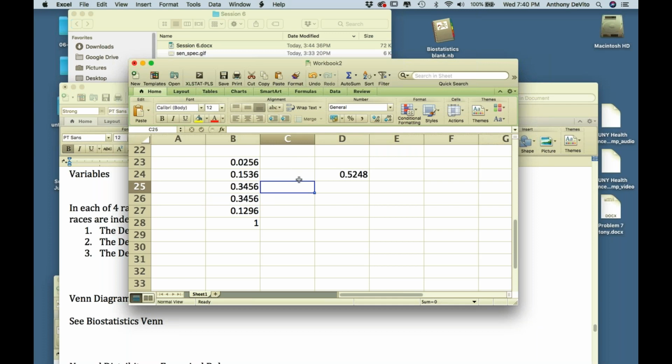Also take a look at this. I just said the probability of winning 2, 1, or 0, 2 or fewer races is 52%. I could have done it this way: equal binom dist, said 2 or fewer, 2, comma, 4, comma, 0.6, comma, and say true, and I should get the same result as adding up these three results gave me. And it does give me that result also.